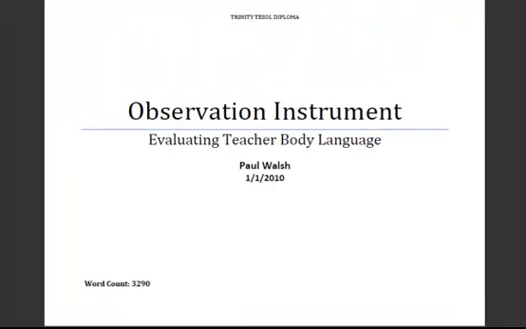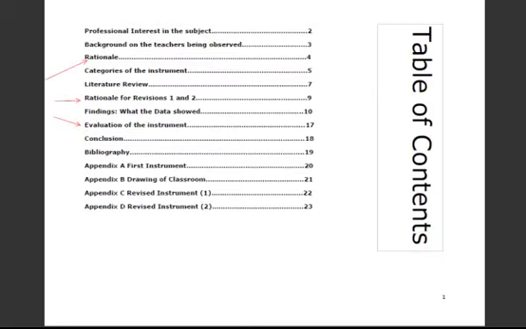Okay, this is my observation instrument all the way back in 2010 when I finished it. It's on evaluating teacher body language. Here are the contents. You can see it's very clearly labelled. This is very important for both you and the examiner, the assessor. Professional interest, background on the teachers being observed, and I would urge you to try and observe the most experienced teachers you could find. I really learnt a lot from observing teachers who are a lot more experienced than me.